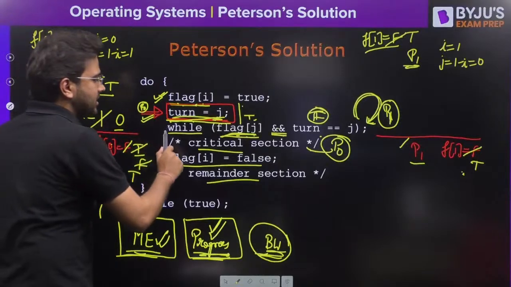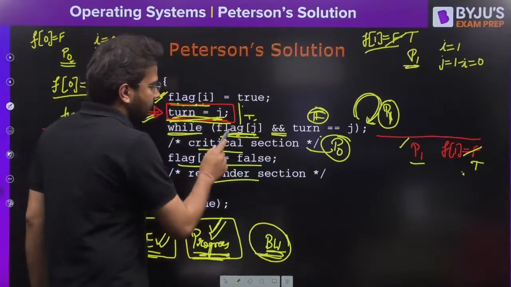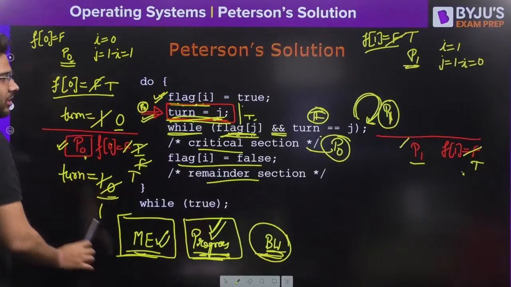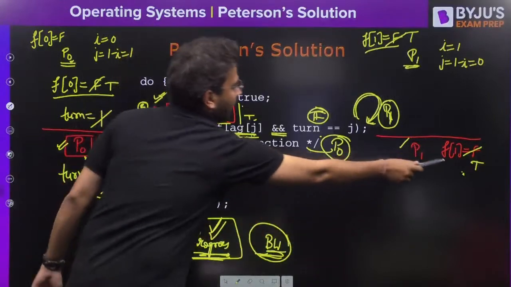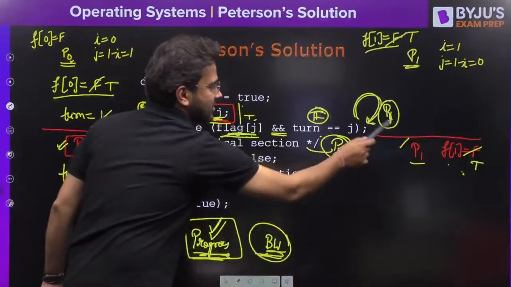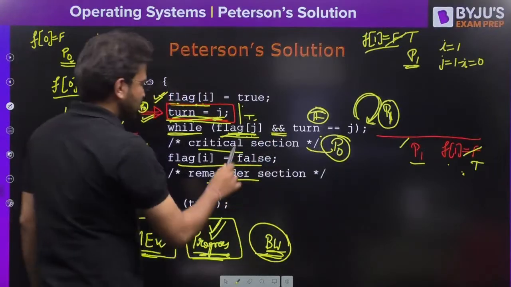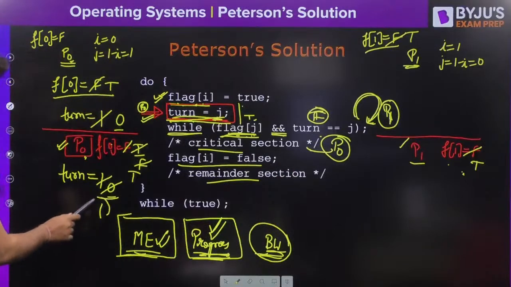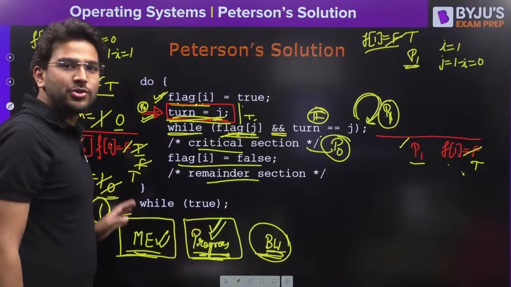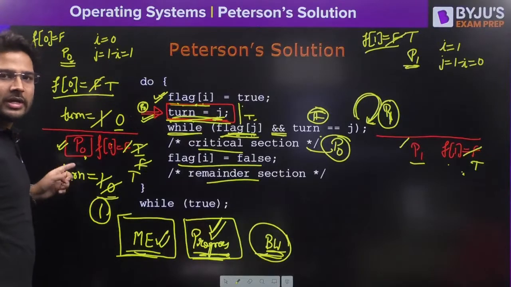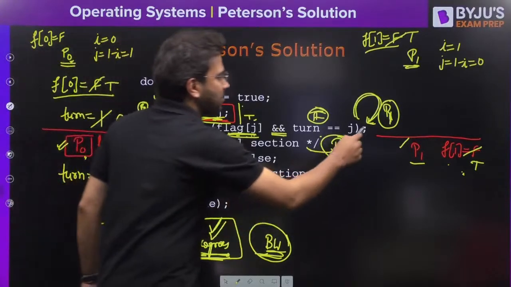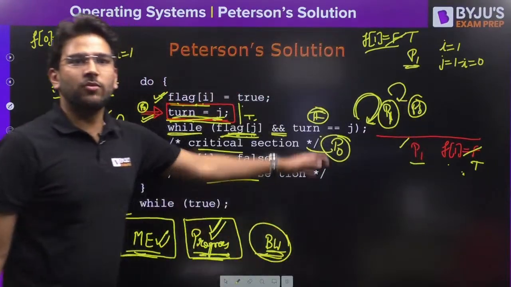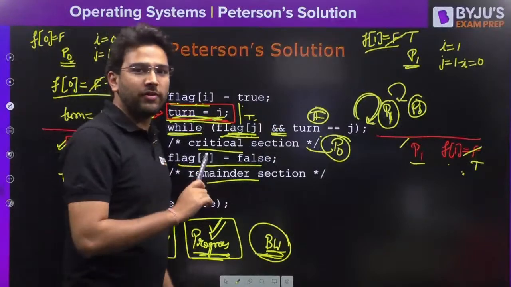Let's say P0 is executing this while loop now. Carefully see this. Flag of j, if P0 is executing, j means 1. So flag of j is already true, right? P1 is there now, so it is already interested. So this is true. And turn is equal to j? Yes, it is true. For P0, j value is 1, so turn is 1. That means now P0 will also be doing busy waiting here. Is it clear so far?